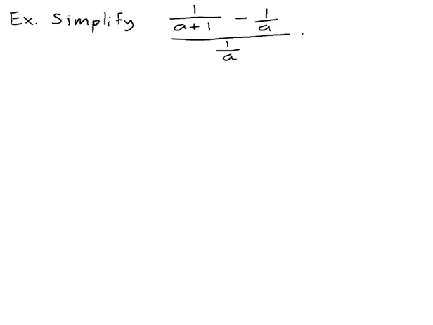Let's now simplify this complex fraction: 1 over a plus 1 minus 1 over a, all of that over 1 over a. And now let's use method 2 to simplify this complex fraction.